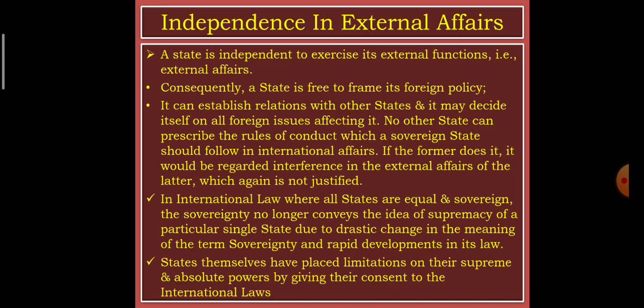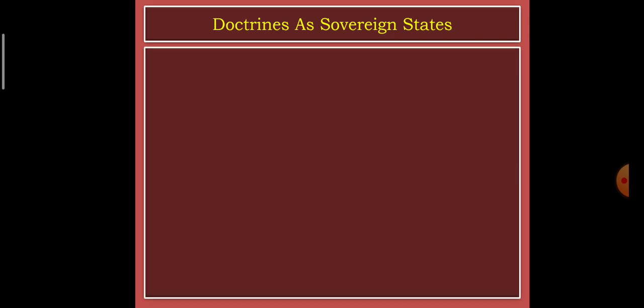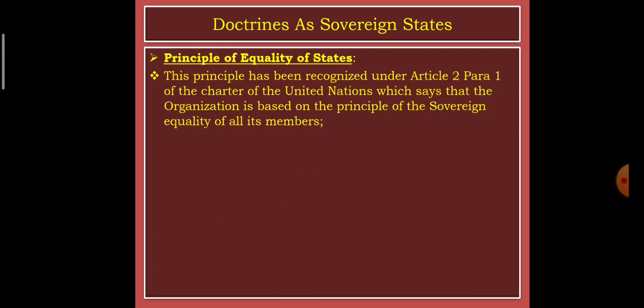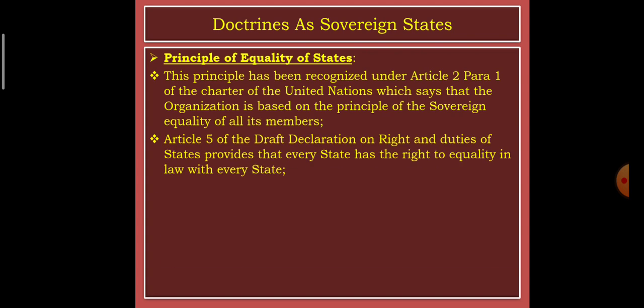States themselves have placed limitations on their supreme and absolute powers by giving their consent to international laws. So, we have some doctrines in terms of sovereign states. First, the principle of equality of states. Even though there are several sovereign states, the principle of international law is equality of states. This principle has been recognized under Article 2, Para 1 of the Charter of United Nations, which says that the organization is based on the principle of sovereign equality of all its members.